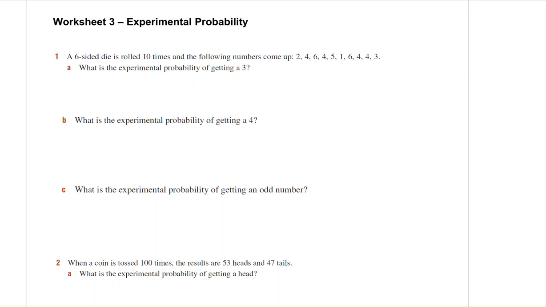So the first one says, what is the experimental probability of getting a 3? Your data is up here. So how many 3s are there? You count them up. There's only 1 3. So the probability of getting a 3, there is 1 3 out of 10. If you count up how many numbers there are, there is 10. Okay, so I got you started. You can go on from there.